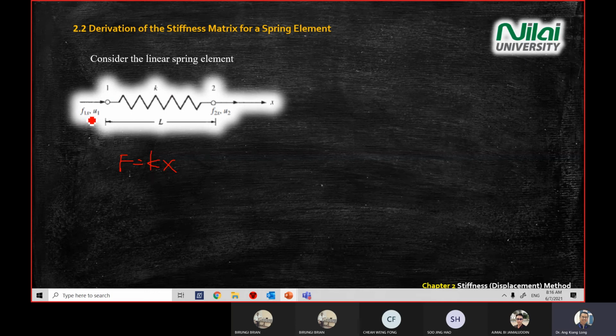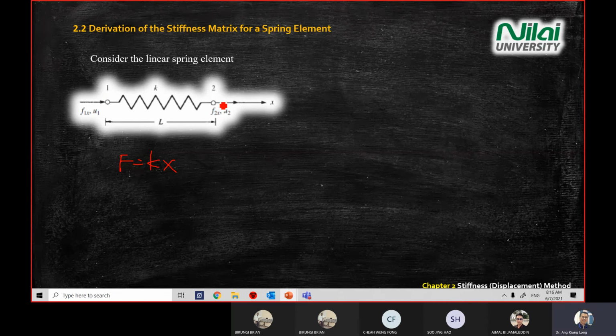F1x. F1x represents point number 1. x represents the direction of the force. Throughout this module, we assume all the force along the x-axis, or to the right, is positive. So you write small f sub 1x to represent this force.